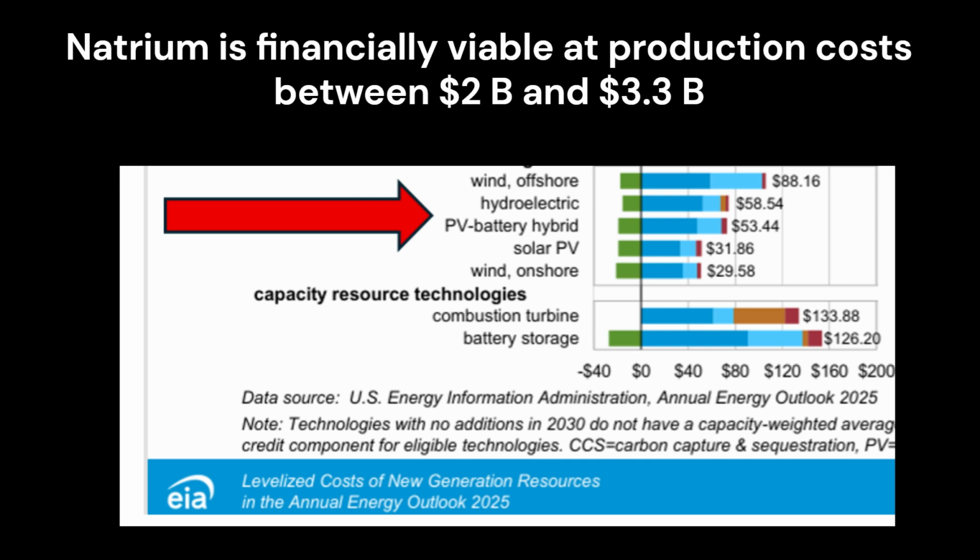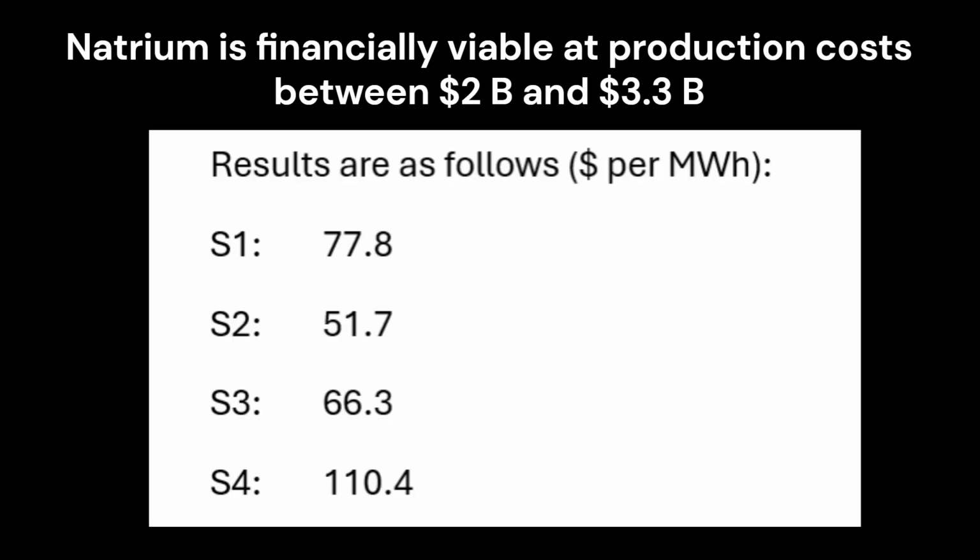Results are as follows, in $ per MWh. S1, 77.8. S2, 51.7. S3, 66.3. S4, 110.4. The values shown here are consistent with model results. Since the Natrium system includes a thermal storage system, as mentioned above, model values are slightly higher than actual operations are likely to see. This is consistent with the calculator found on the TerraPower website that unfortunately does not show the numbers behind its calculation.